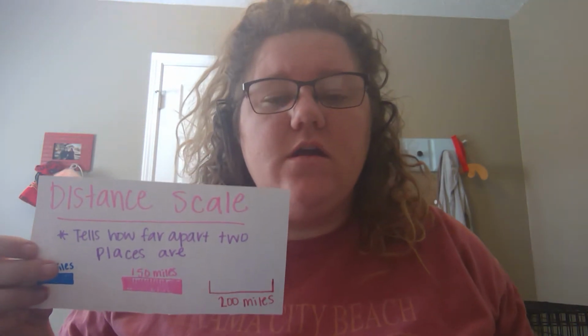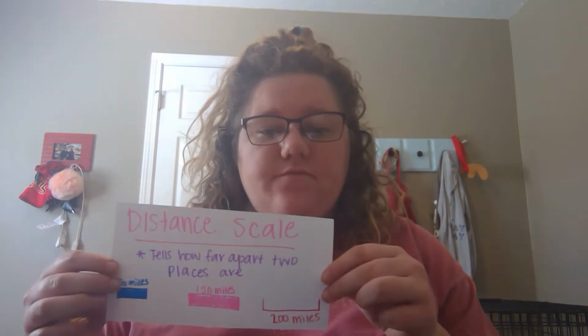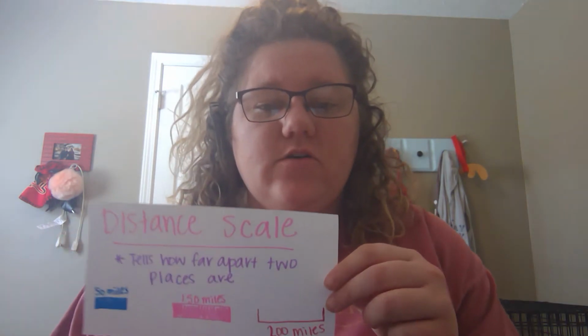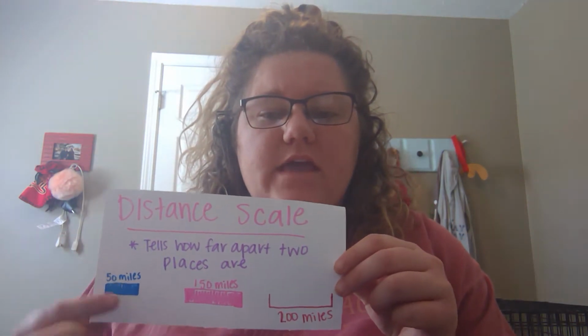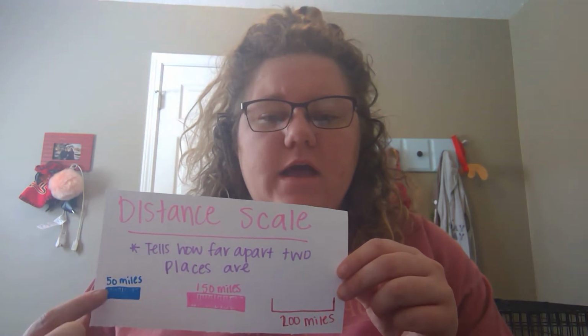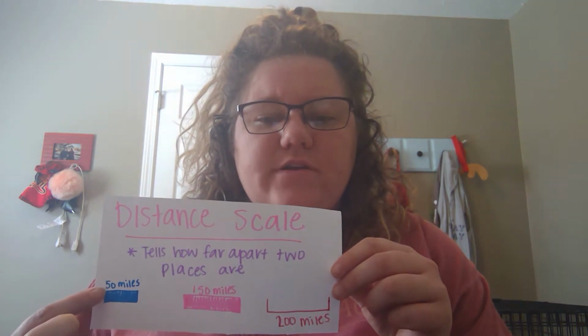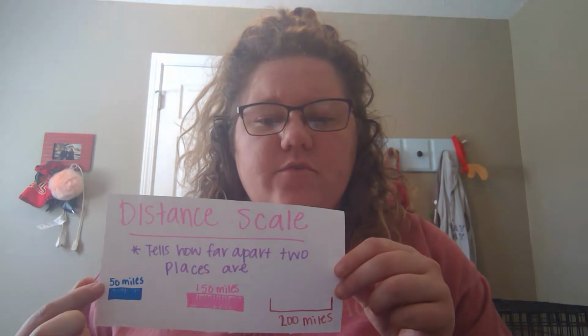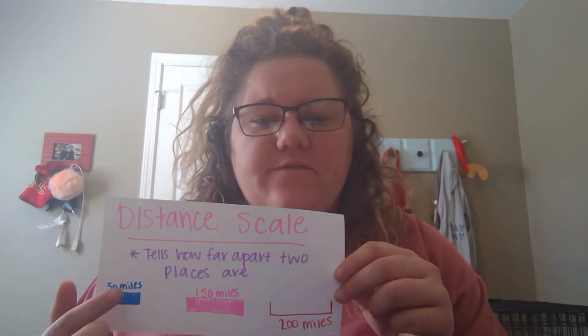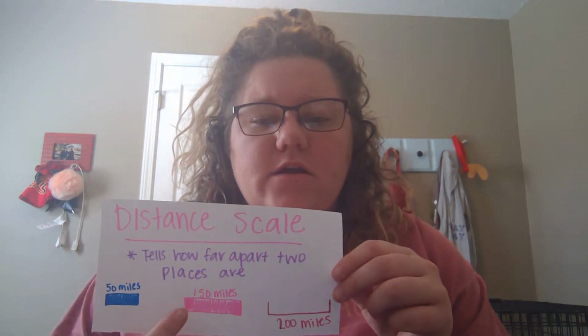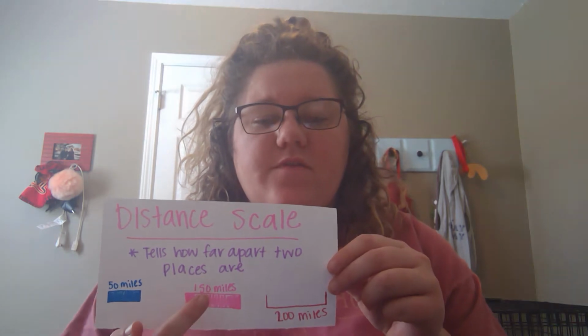Okay, so the next skill we're going to practice is using a distance scale. A distance scale tells you how far apart two things are on a map. And there's a few different ways a distance scale can look. It can be shaded in like these two, and all you're doing is measuring from where the two ends are. So from here to here would represent 50 miles. From here to here would represent 150 miles.